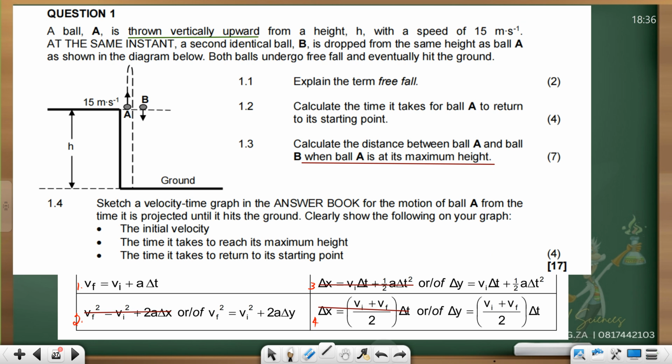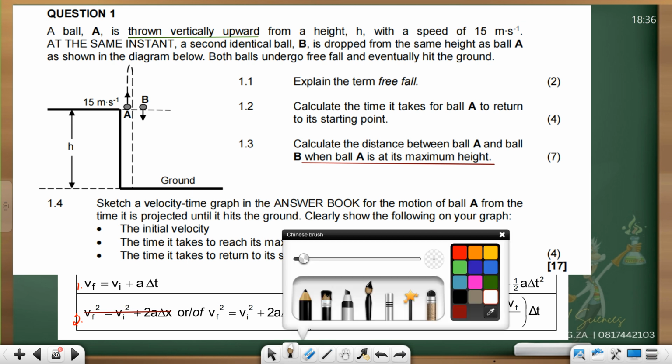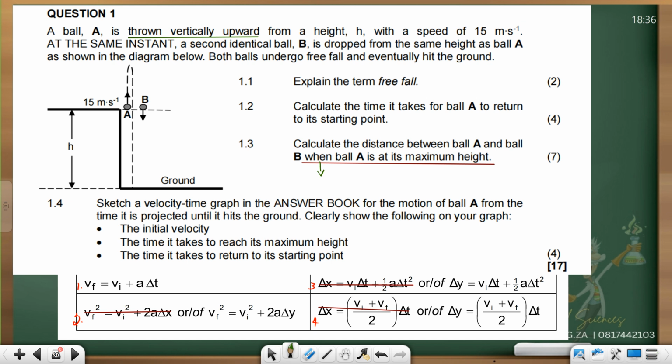Guys, when you see when, what are you thinking? There's a word. Just think, guys, don't think physics now, just normal. When will you get home? What am I asking? Time. When? This is talking about what? Okay, let's break this down. Read the question because I'm not going to come back to it. Calculate the distance between what? Ball A and ball B when ball A is at the maximum height.